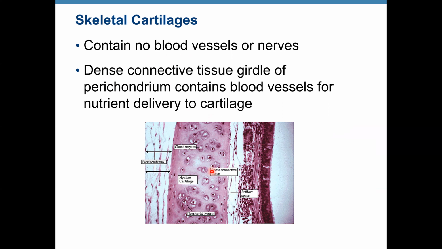Well, we could say the epidermis heals pretty well, right? But epithelial tissue just has this tendency to heal very well, to regenerate. But cartilage does not heal very well. So on this diagram, you can see hyaline cartilage, right? This membrane covering the cartilage is called perichondrium, and perichondrium contains blood vessels to deliver nutrients to the cartilage.